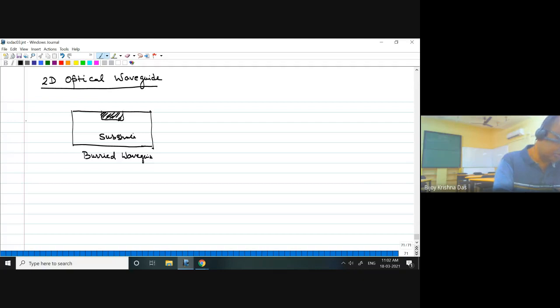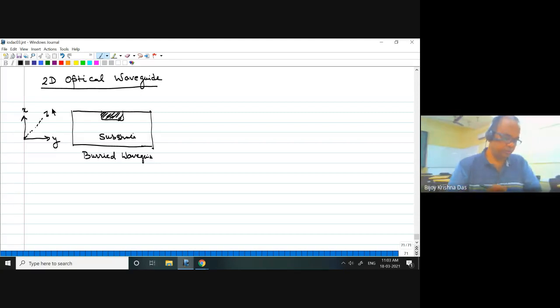You should also think of the axis directions. This can be considered as your y, and this can be your x, right? And then this direction it can be z. Is that fine? That means your cross section is in the xy plane, and the waveguide is z propagating. So we say that this is a z-propagating waveguide.